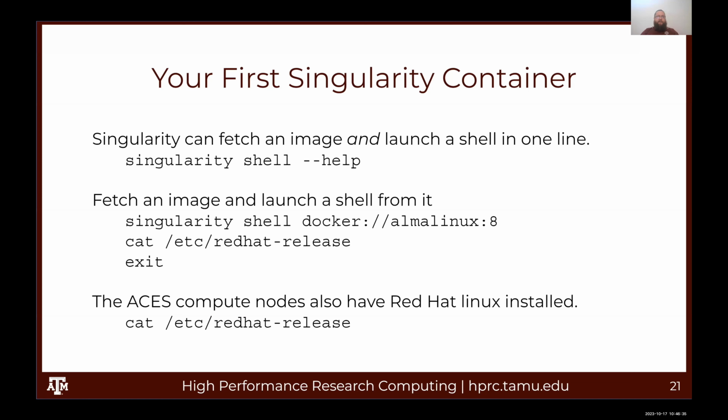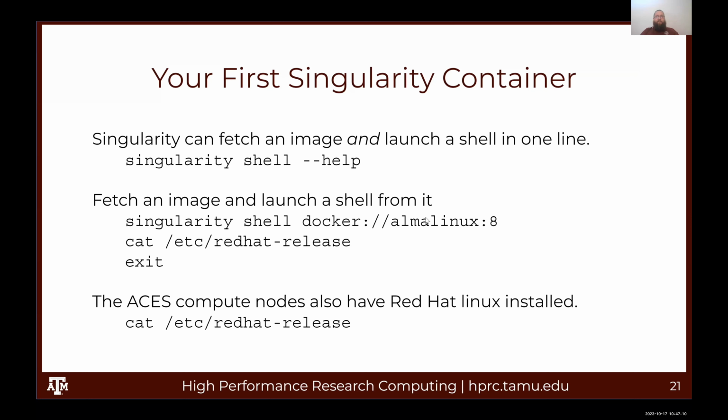So you tell Singularity that we want to fetch an image from the internet and also launch a shell process that sees that image as the file system. In other words, a shell in that container. And the syntax is you provide first the format of the repository. So this is going to be a Docker repository.